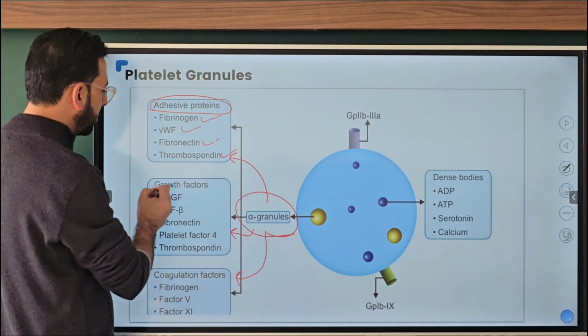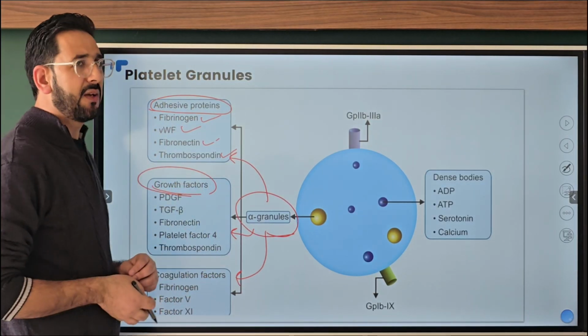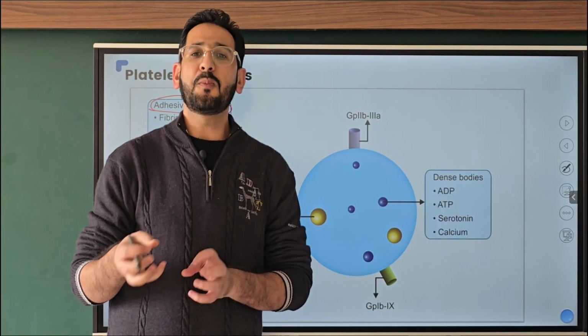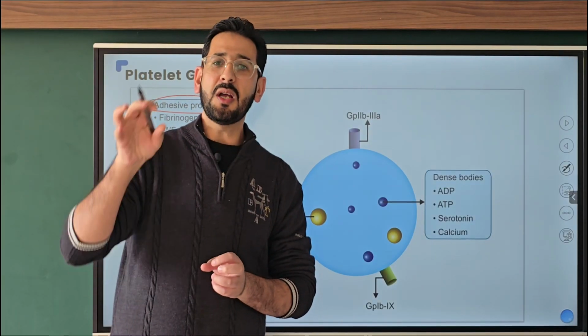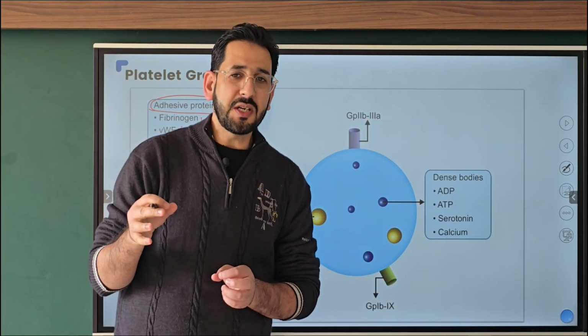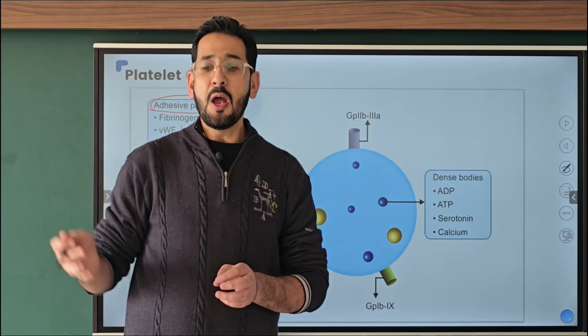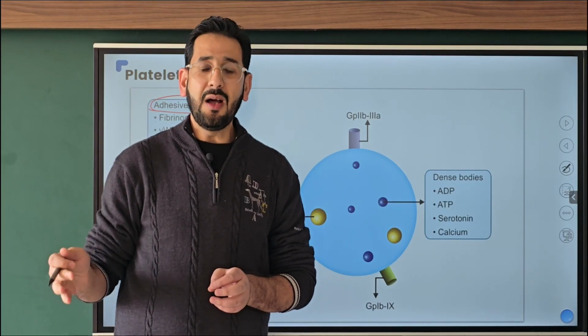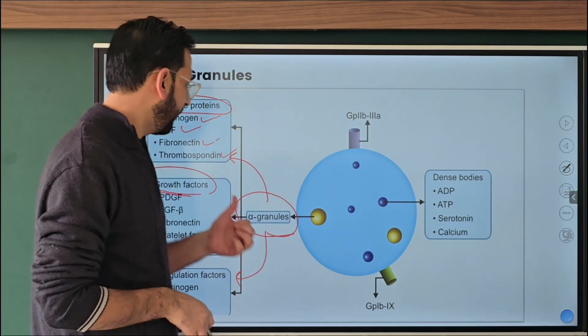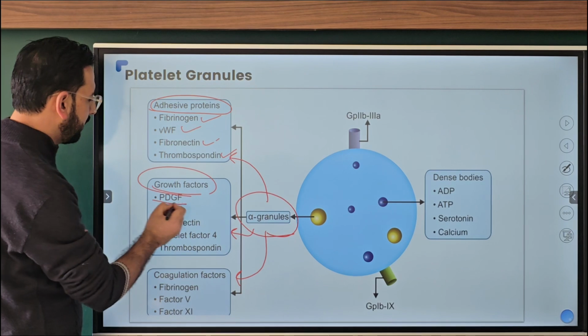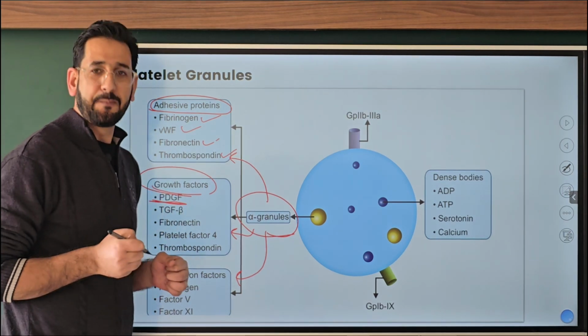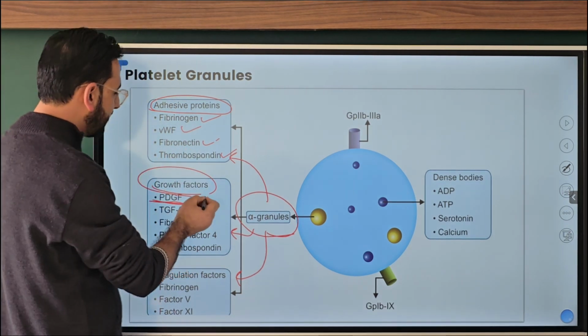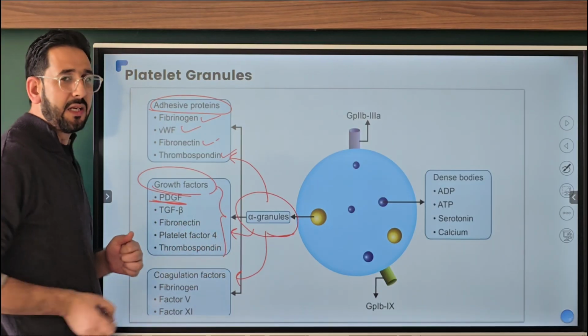The second thing is the growth factors, and these growth factors are very, very important for the healing process. Once there is an injury, after the platelet plug formation, there has to be a healing process to heal that injured area. For that, we have the growth factors, most importantly the platelet derived growth factor. This is very, very important, and these are responsible for that healing process.